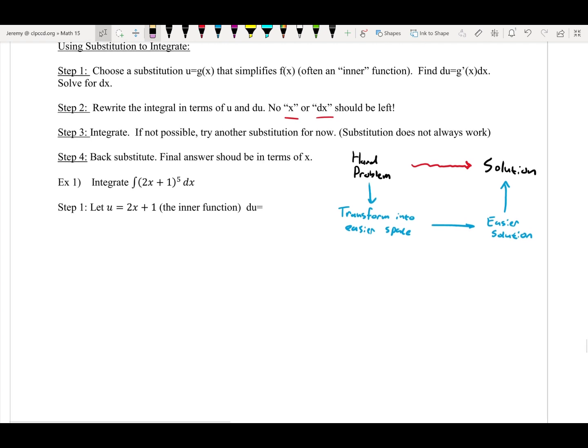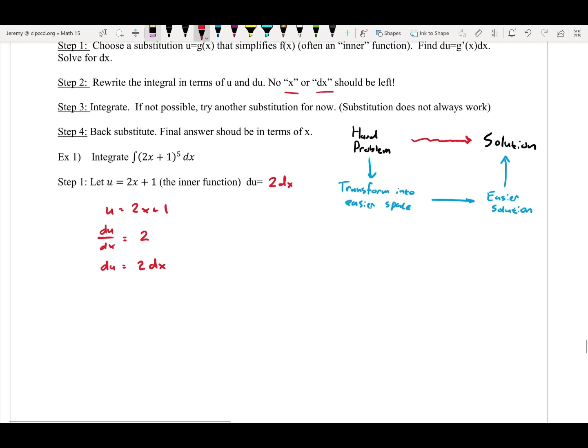So first of all, we want to let u be the inner function. That's pretty standard. So then what is du going to be? I always do this where, okay, we have u equals 2x plus 1, and then we take the derivative of both sides. So du/dx is going to be equal to, what's the derivative of this with respect to x? It's just going to be 2. And then I solve for du. So then du equals 2 dx. Okay, so that's how these problems tend to start.